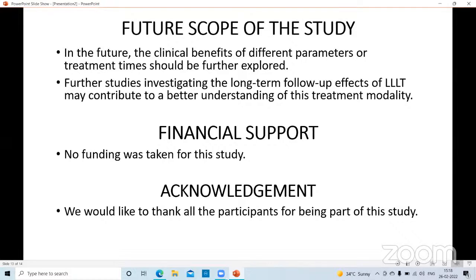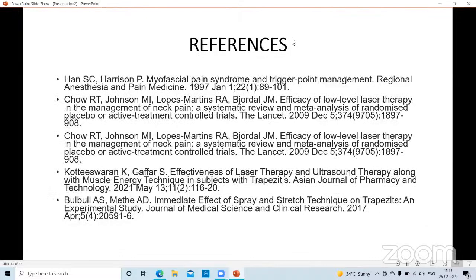Financial support: no funding was taken for this study. Acknowledgement: we would like to thank all the participants for being part of this study. And these are my references.